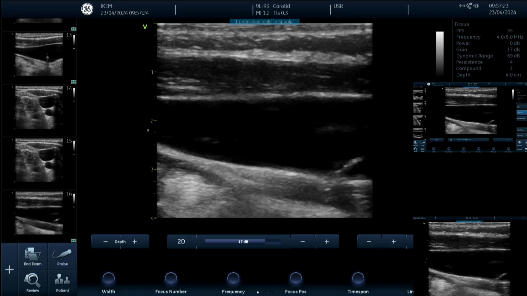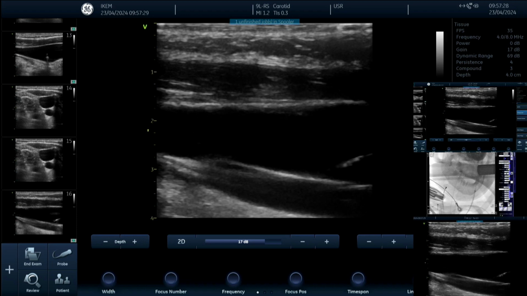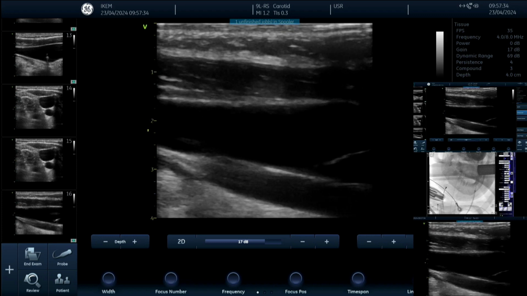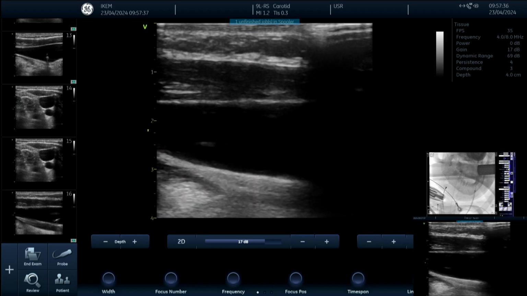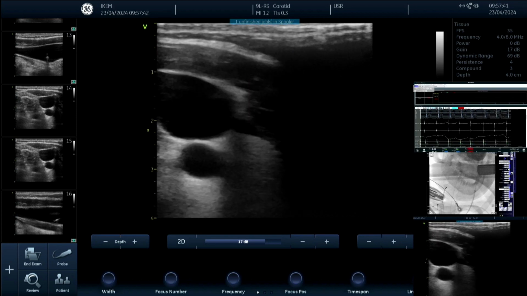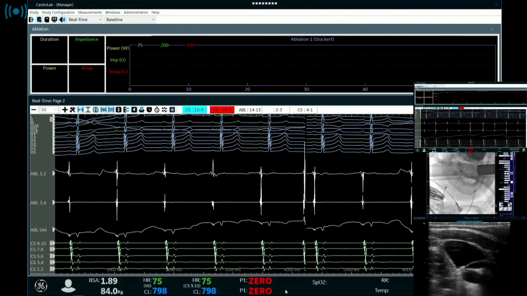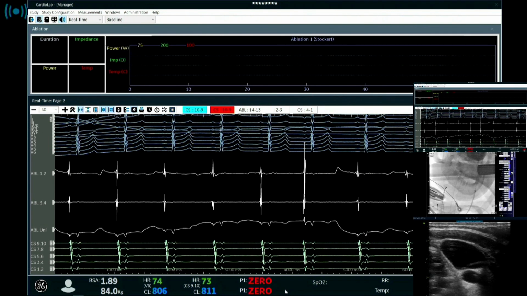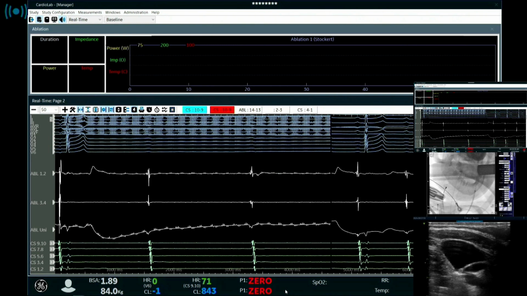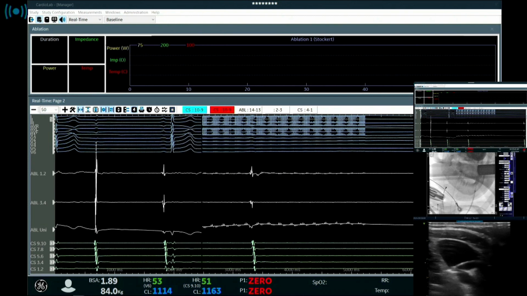Can we do ECVS? Vagal nerve stimulation, please. Can we see the live screen, please? Wait with stimulation. Show the live screen. Yeah, just small. We don't need to see the big one anymore. So, okay, let's pace. Let's go. Great, and we have some bradycardia and sinus arrest and also atrioventricular block. So three in all.